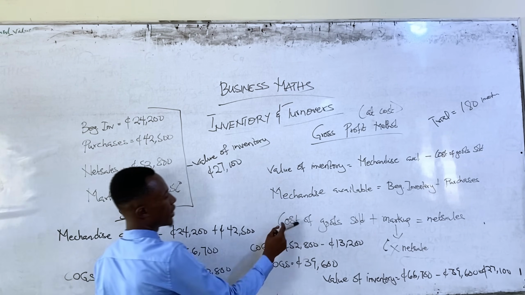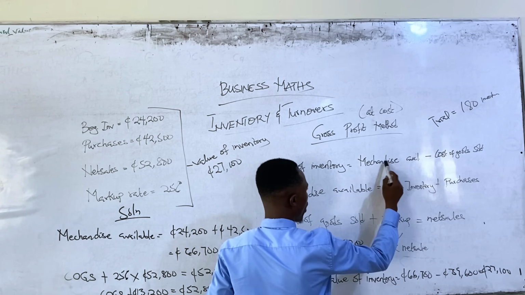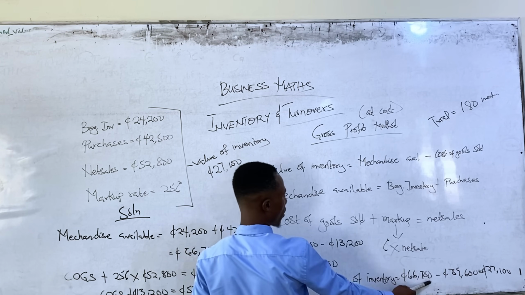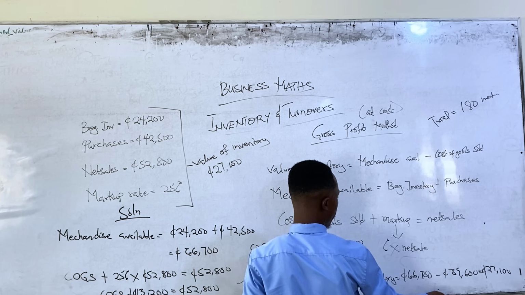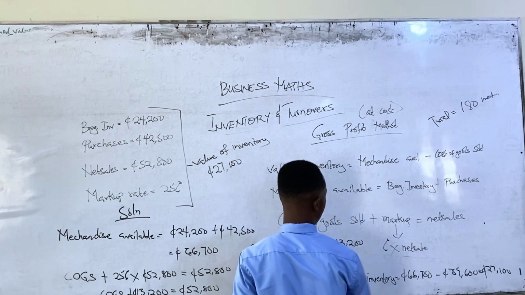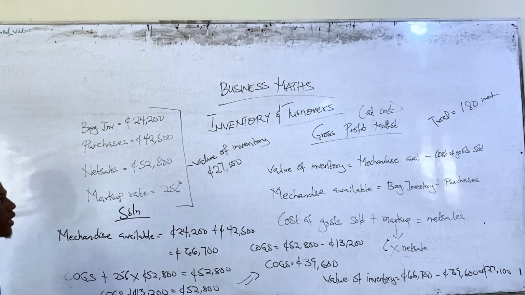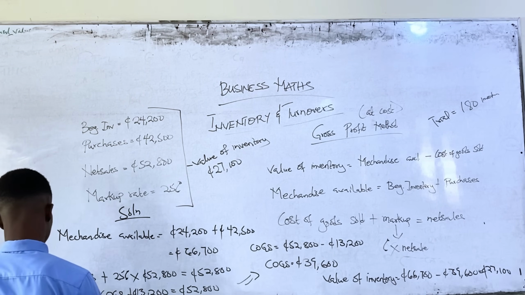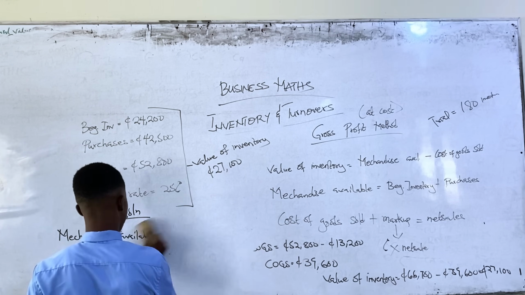So now that you have the COGS, it means you can calculate the value of inventory. And we subtracted the COGS, 39,600, from the merchandise available for sale, 66,700, and we had 27,100. Okay, so we are done with the gross profit method. We are now moving on to the retail method.